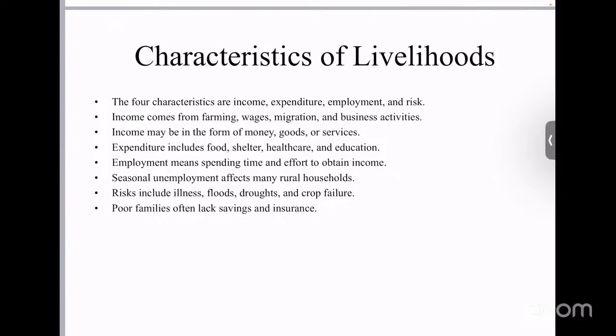Income may also come from wages, farming, fish, carpentry, livestock, migration, pensions, business activities, and many other sources. Income may not always be regular, but some families receive income only during harvest seasons, while others receive daily wages. In some rural areas, people also receive grains, vegetables, or services instead of money. Therefore, income can exist in different forms and at different times.